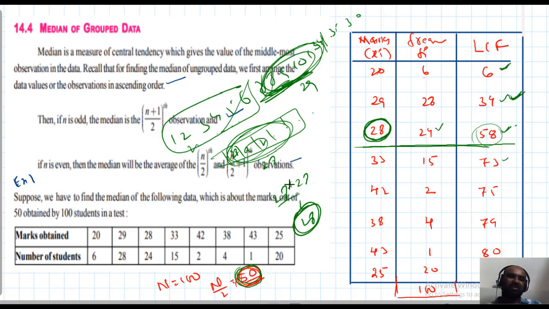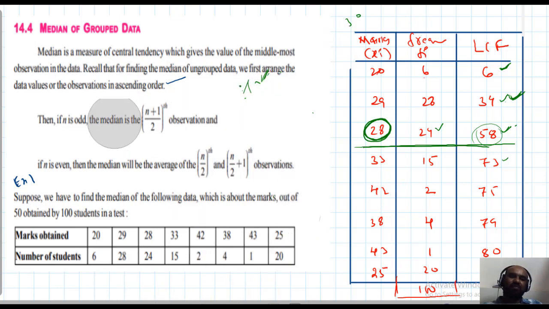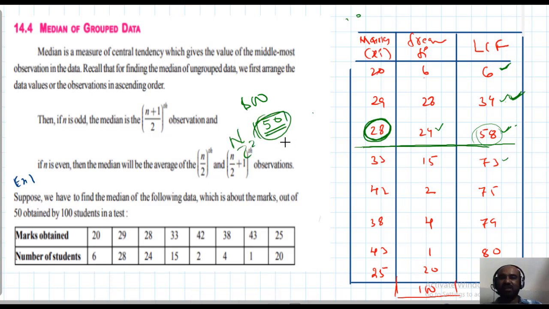Okay, I think you understood. Once again, listen, students. First of all, we want to find the total number of students, that is 100. So logically, we want to find the middle-most student's mark. First of all, half of the students is 50 only. N by 2 equals 50 here. What is the meaning of this? The 50th student and 51st student's average mark is the median of the data.